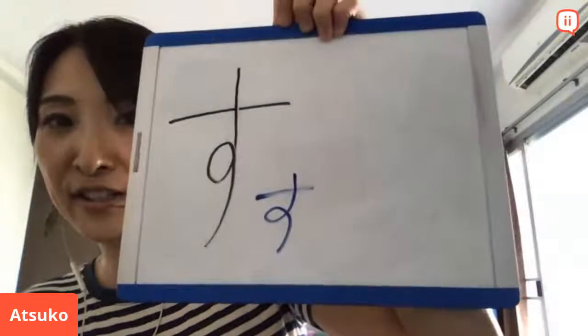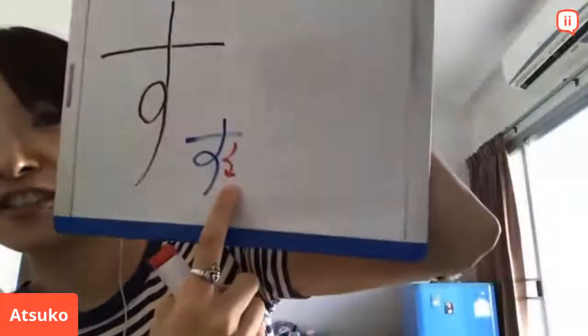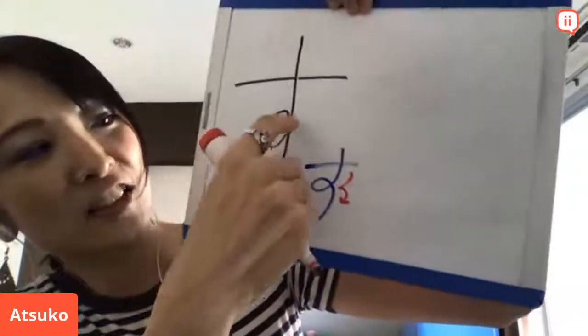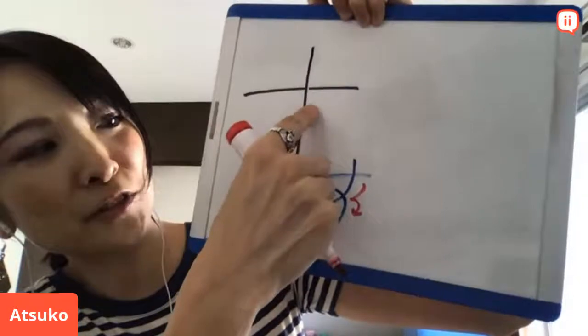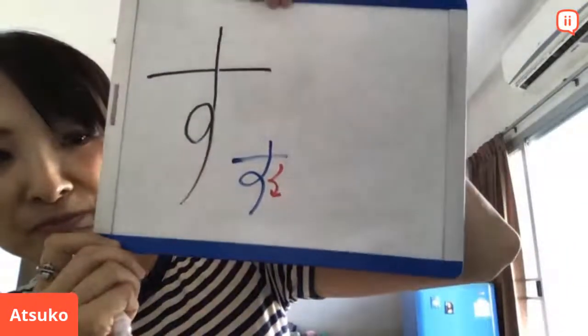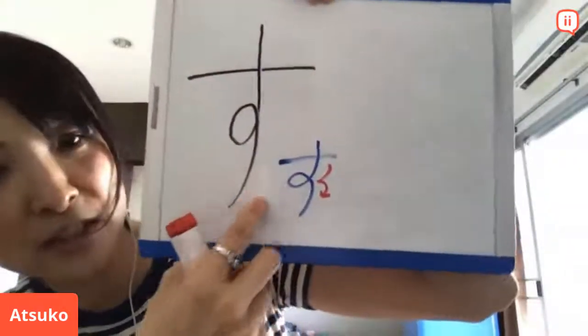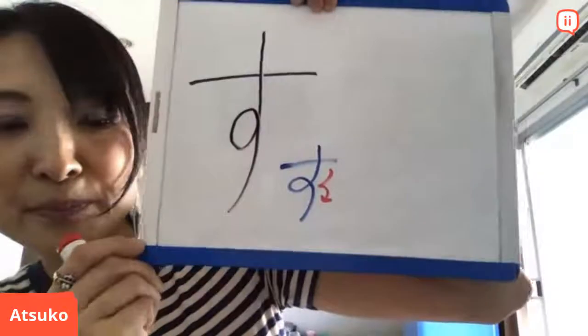Can you see the difference? This is not good. Go up and go down together with this line. Not found. Okay? And this part is a little bit to the left and non-stop, non-stop.